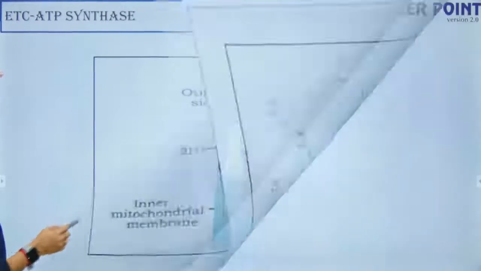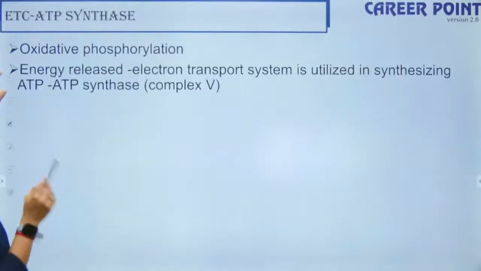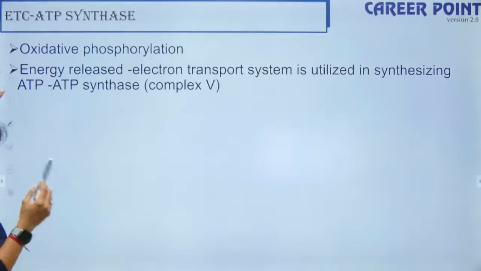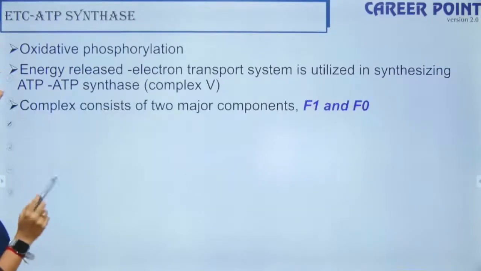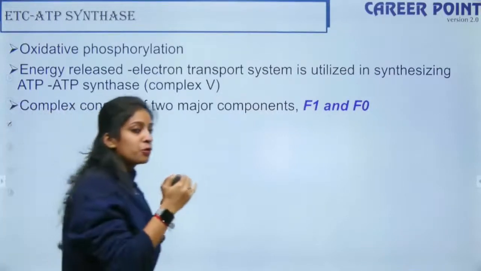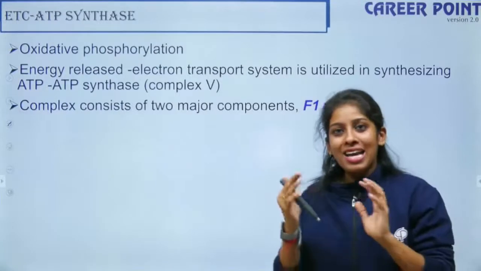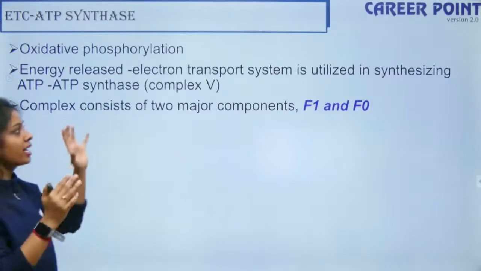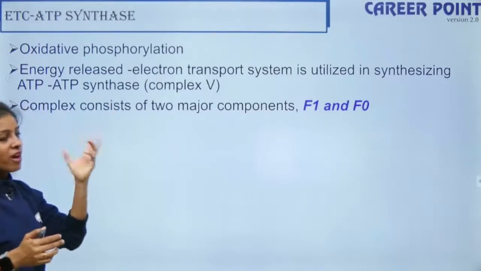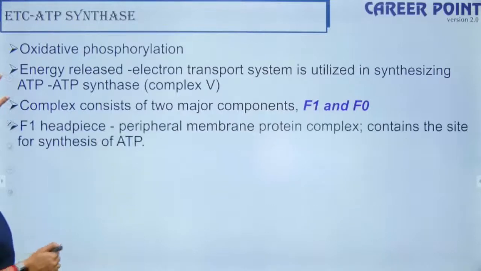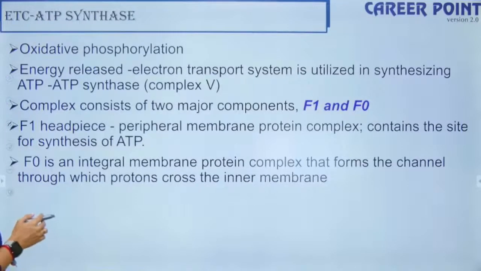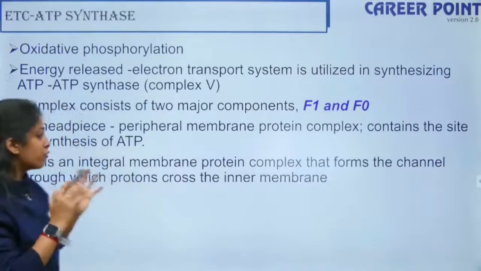Okay, fine. So we'll come to this. Energy is released when the electron is utilized in synthesizing ATP. Energy is released when the electrons are transported, right? So in the last complex, you have coupled the movement of electrons to energy synthesis by creating a proton gradient. Now this proton gradient has to break in the presence of complex 5. Complex 5 has two components, F1 and F0. F1 is the peripheral protein complex. It contains the site for ATP synthesis. F0 is an integral membrane protein that forms a channel.